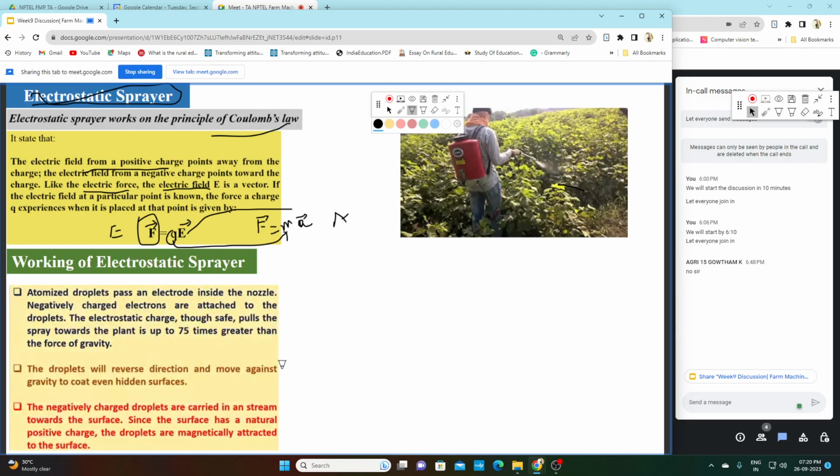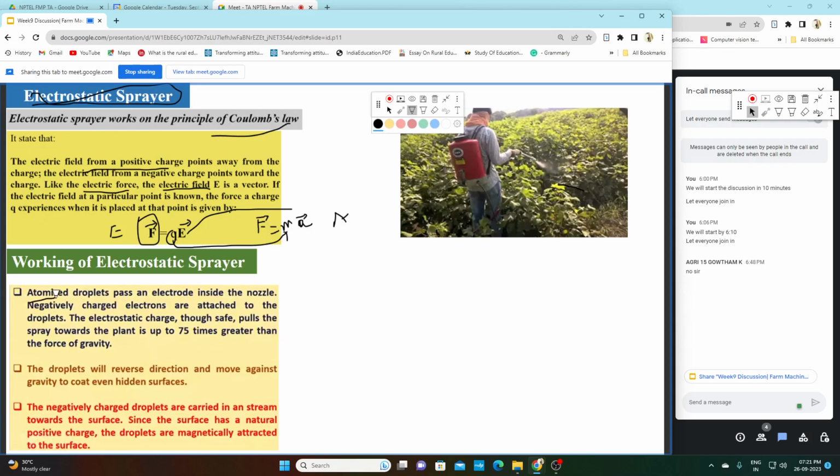Now what is the science behind this? This is Coulomb's law: like charges repel each other, whereas unlike charges attract each other. When scientists studied this, they found out that the leaf is positive in charge. So the concept here is, if we apply a negative charge to the droplet, then the droplet will stick to the surface of the leaf and will not fall by gravity.